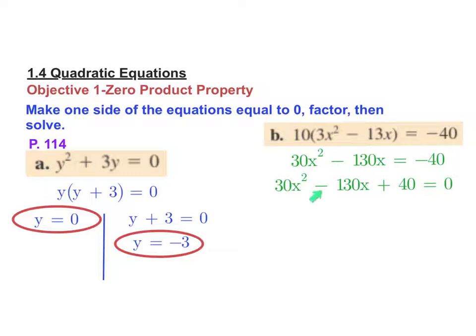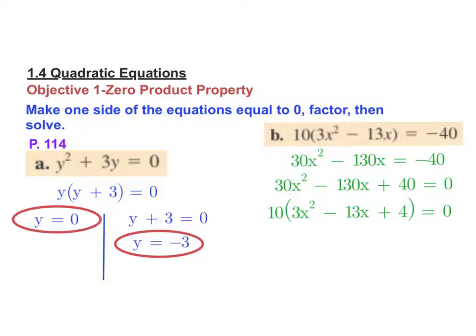In this case, what is the greatest common factor? 10. So I take that back out. And I'm left with this 3x squared minus 13x plus 4. If you were trying to find factors of 1200 that add up to negative 130, like you're making your life really difficult by not immediately checking for greatest common factor.